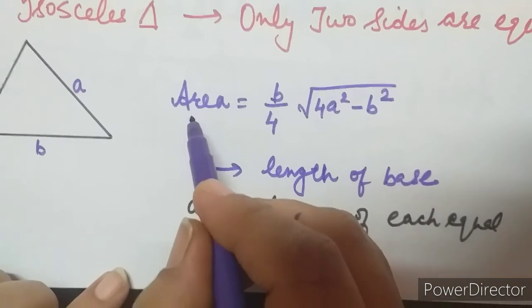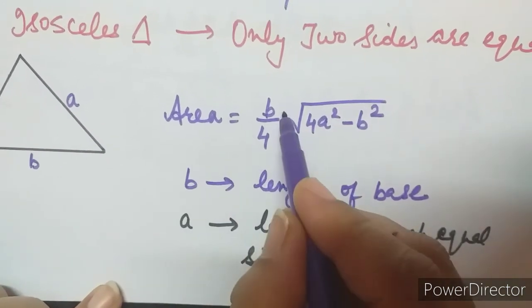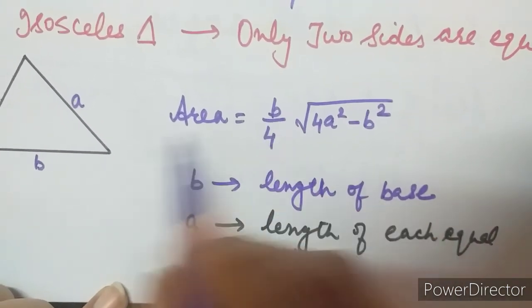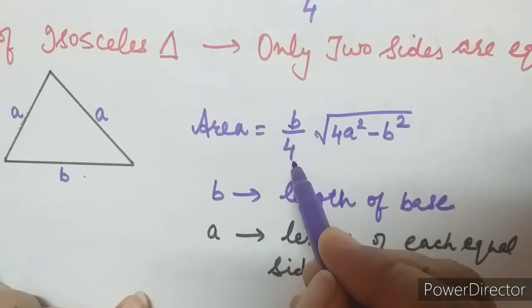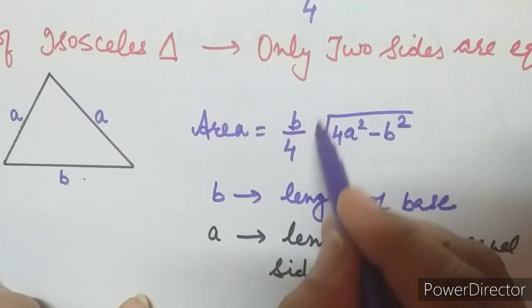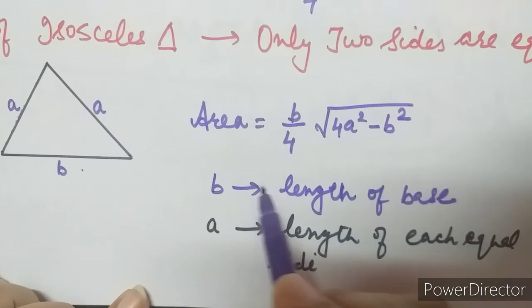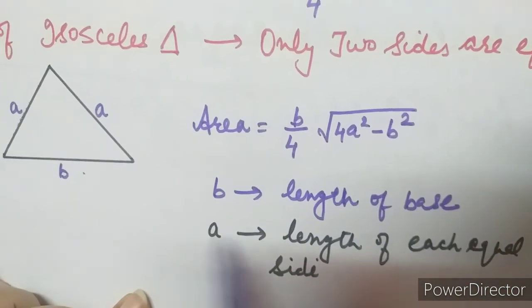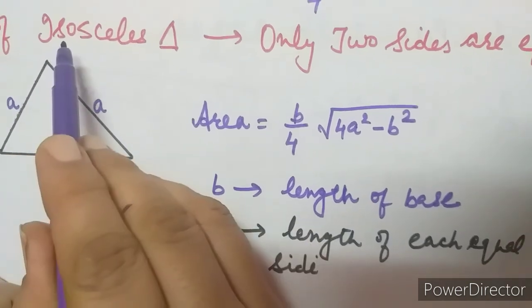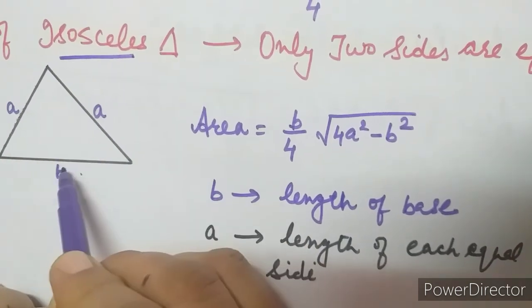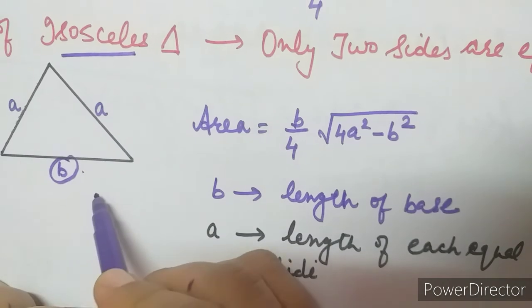Then what is the area? See, this is the formula: area is equal to b upon 4 into square root of 4a square minus b square, right? So what are a and b? a is the length of each equal side, because we are talking about an isosceles triangle, and b is the length of the base only.